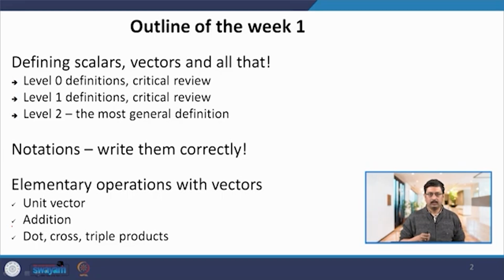For each level, we will first give the definition and then critically review it and see what is missing, or whether it is a complete definition. Next, I will tell briefly about the notations and why the notations are important. After that, we will review some basic concepts with vectors like unit vectors, and cover the elementary operations with vectors like additions and dot, cross and triple products with some examples.